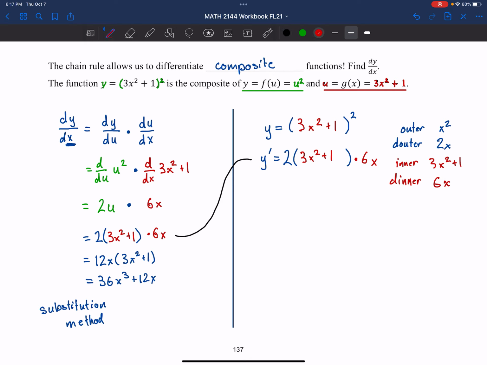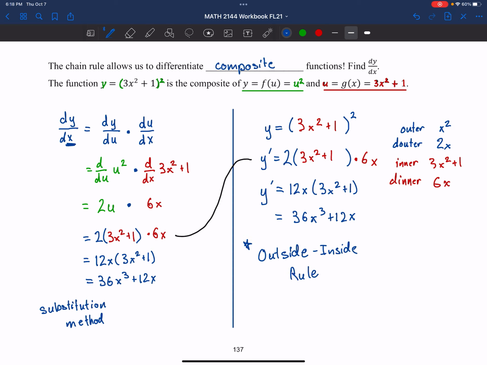Again, we'll simplify this just to get it to a simplified form. So you would have that 12x, and then you would still have the 3x squared plus 1. So you end up with 36x cubed plus 12x. Notice we get the same thing. Again, this is the outside-inside rule or method. So this is my preferred one. It just has a little bit of a cleaner approach.